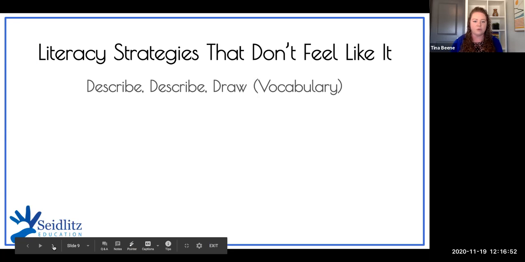It's called describe, describe, draw, and it's exactly what it says. I describe the term as the educator. My students describe the term to partners or in some type of shared activity, and then they draw a visual representation. And then we choose the best visual representation to serve as our image as a class for that term. And once you automate this process, it becomes very natural.